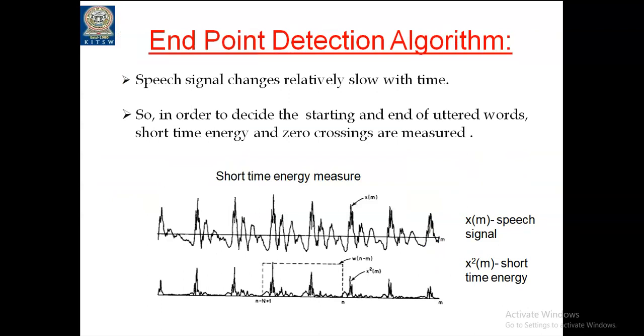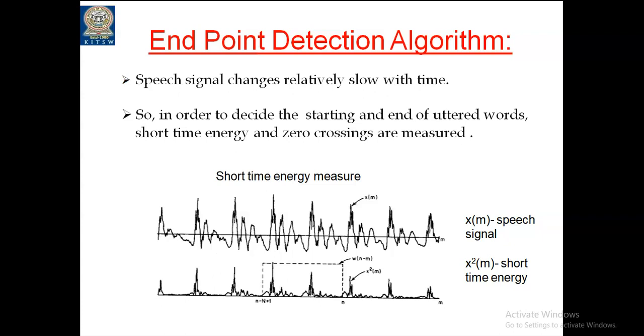As the speech signal changes very slowly with respect to time, the endpoint detection algorithm involves two parameters, that is, the short time energy measure and the short time zero crossing rate, which decide the start and the end of utterance of each word in the speech signal. Thus, isolated words are obtained from the original speech signal. That is what. So this we have already seen in unit number 1.